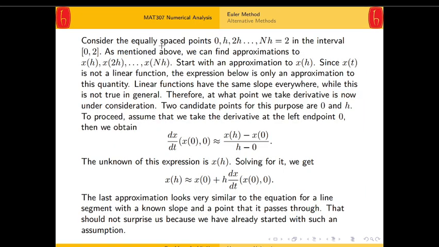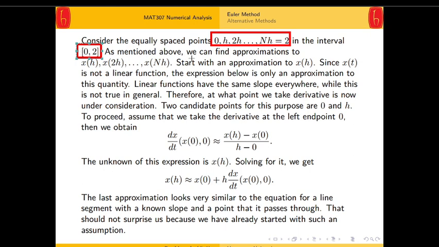Okay, consider equally spaced points 0, h, 2h, 3h, and so on. And finally, we will arrive at nh, which is equal to 2. So we have n steps, and with h increments, we have equally spaced points on this interval from 0 to 2. These points will start with 0, and with h increments, we will arrive at t equal to 2. Okay, so this will be a partition of this interval.